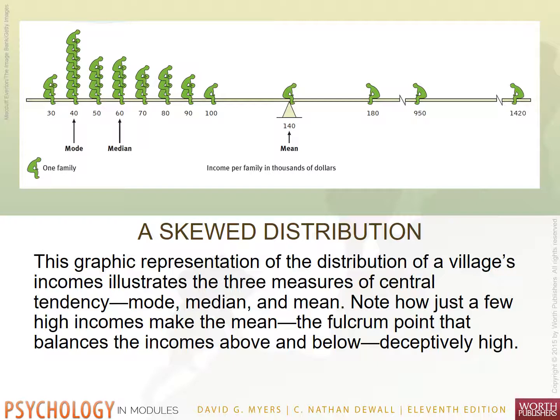And here, 40,000, even though more people had an income of 40,000 than anybody else, the median is probably the preferred measure in this situation. The mode is not used very often unless there are multiple modes or multiple peaks within the distribution.